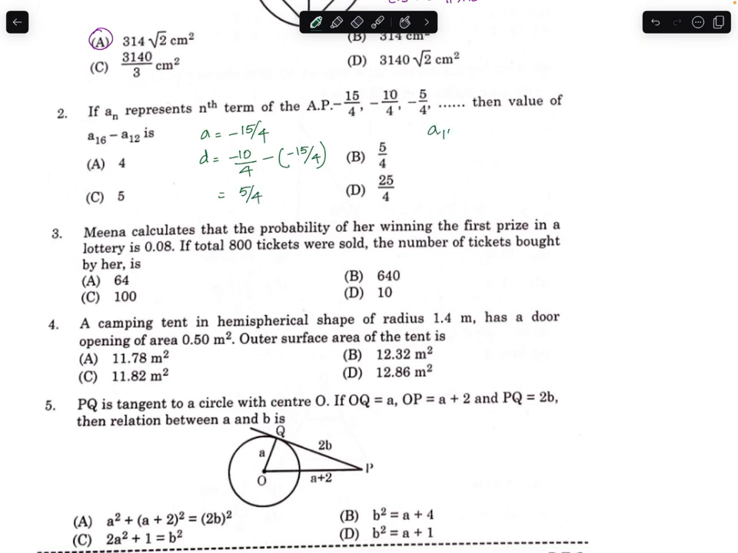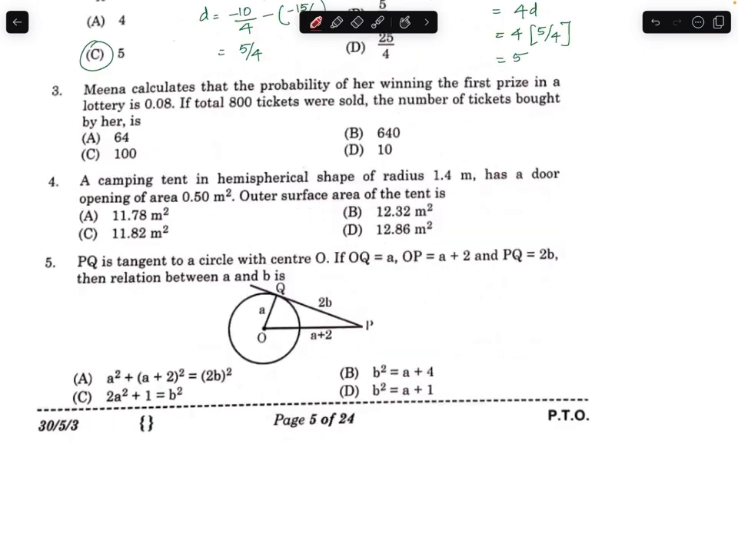Now we have to find out A16 minus A12. A16 is A plus 15D minus A12 is A plus 11D. A gets cancelled, leaving behind 4D, which is 5. So the answer is option C. Question 3 says, Meena calculates that the probability of her winning the first prize in a lottery is 0.08. So P of winning is 0.08. If total 800 tickets were sold, the number of tickets she bought is.